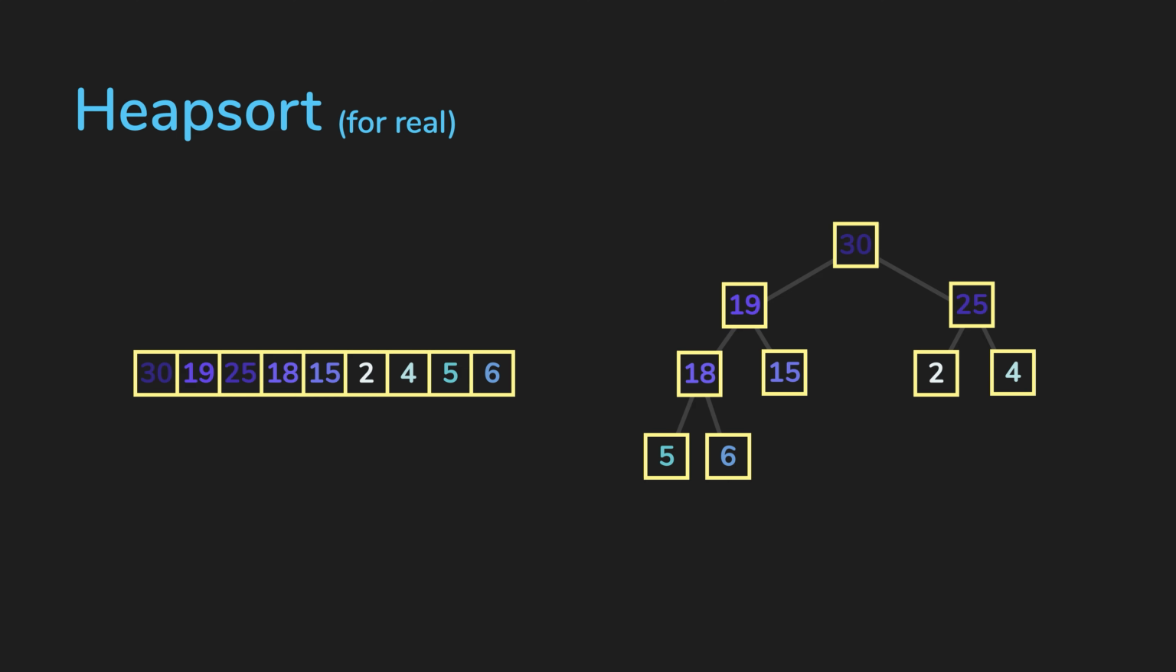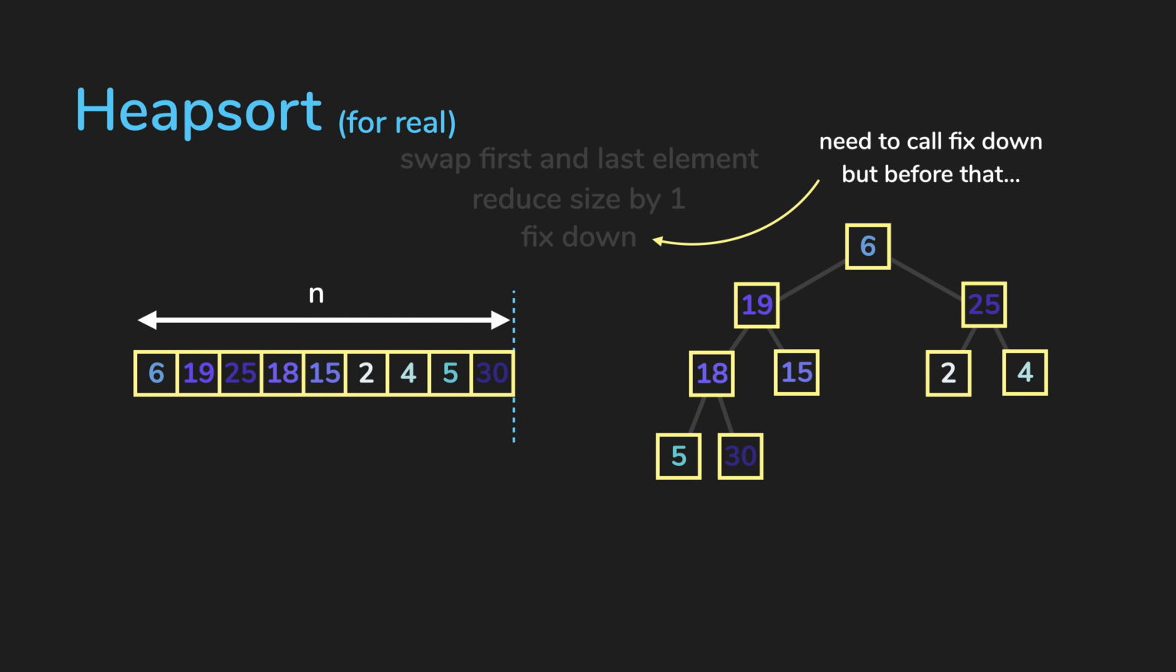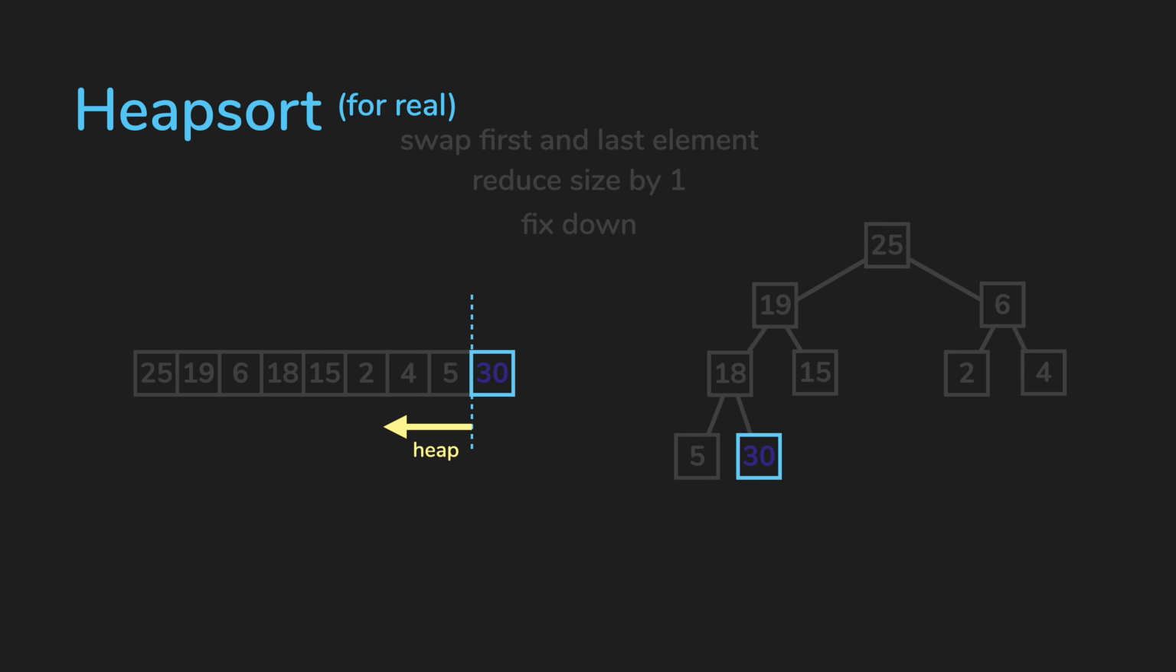Take the max of your heap, which is the first element of your array, and swap it with the last element of your array. Then, to make sure your heap maintains the heap property, you call fix down on your new root element, which is 6. However, instead of calling fix down on your whole array, you reduce your heap size by 1, excluding the max element you just swapped to the back. So this is your new heap now of size n-1. And the rest of the array will be what will become your sorted array.